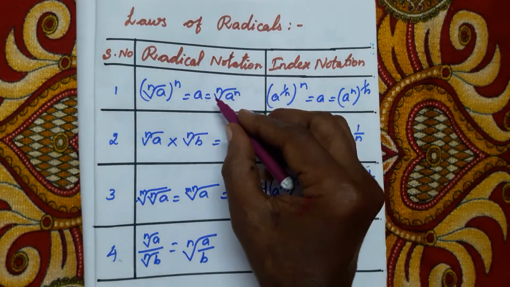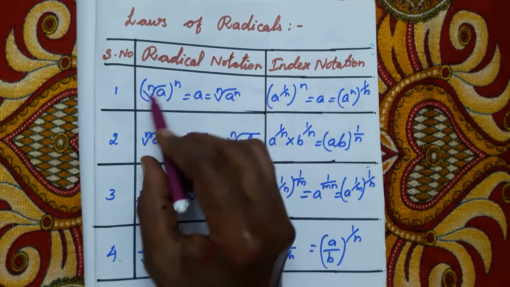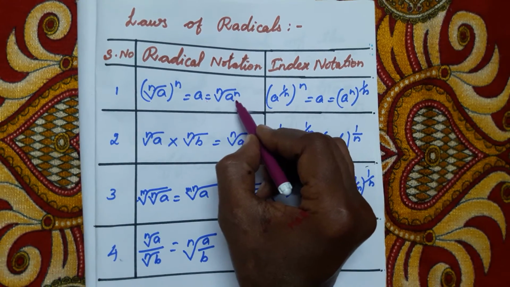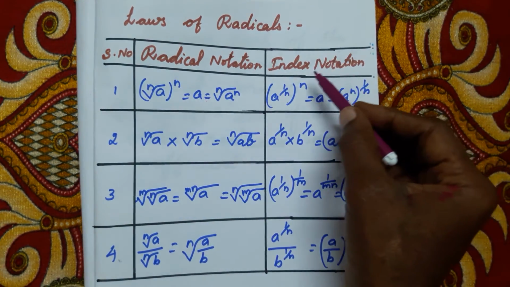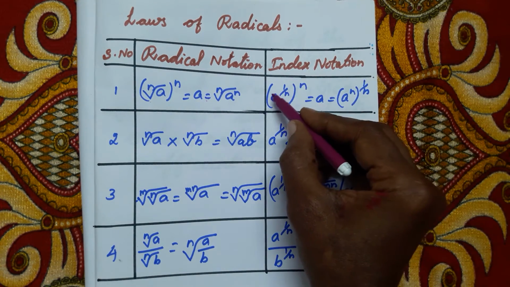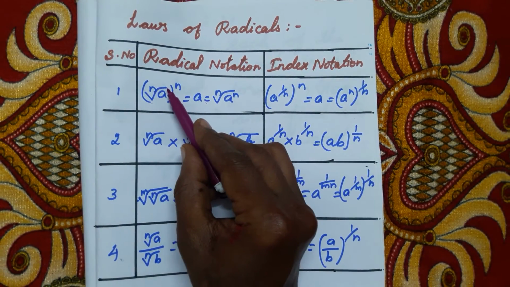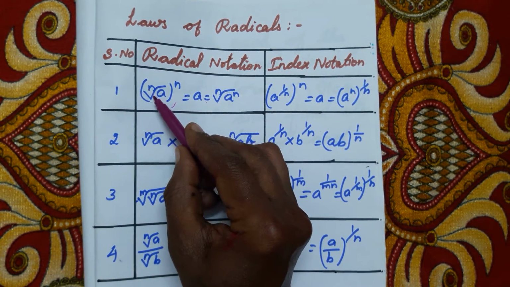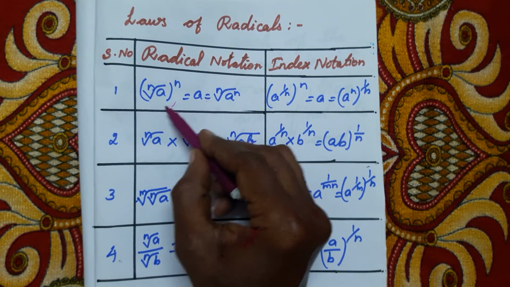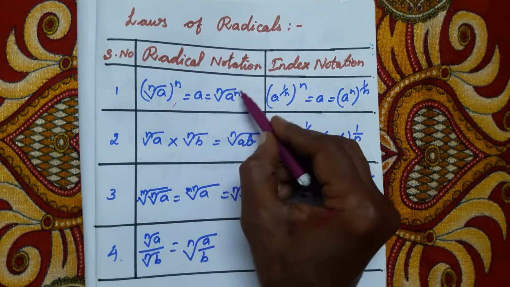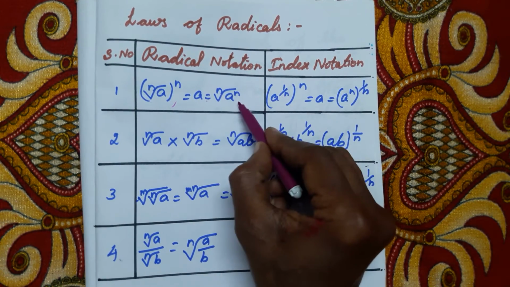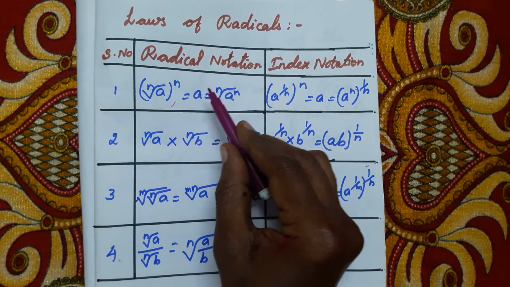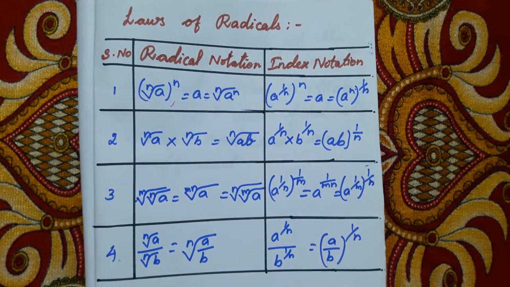Thus we can write nth root of a, the whole power n, is equal to nth root of a power n. This we can write in index notation: nth root of a means a power 1 by n. The whole power n is equal to a power n, the whole power 1 by n, which is equal to a. This is the index notation of this radical notation.